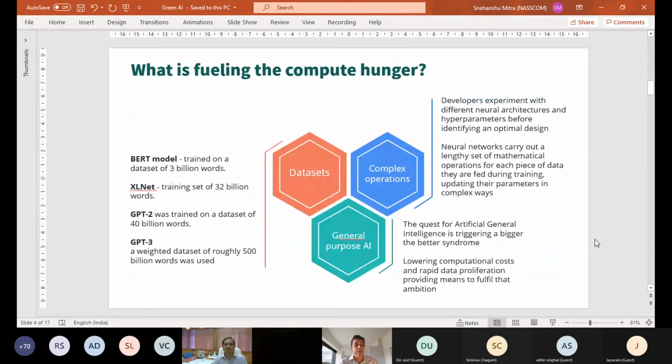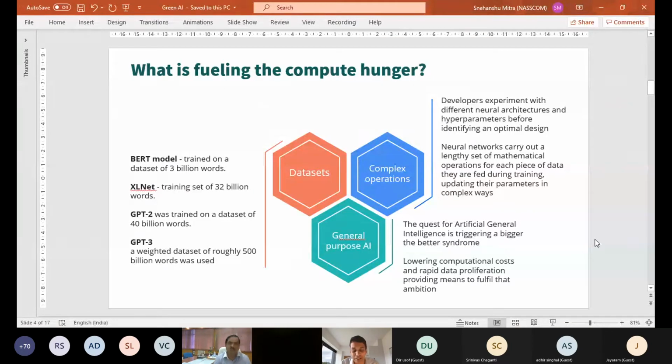So what is fueling the compute hunger? Maybe this is a good time to take a step back, and there are various ways to look at this whole situation. From my perspective, there are 2 or 3 things that we need to bear in mind. One is the rate at which we are collecting data is very significant, and not just collecting, we're also utilizing data at a very significant rate.